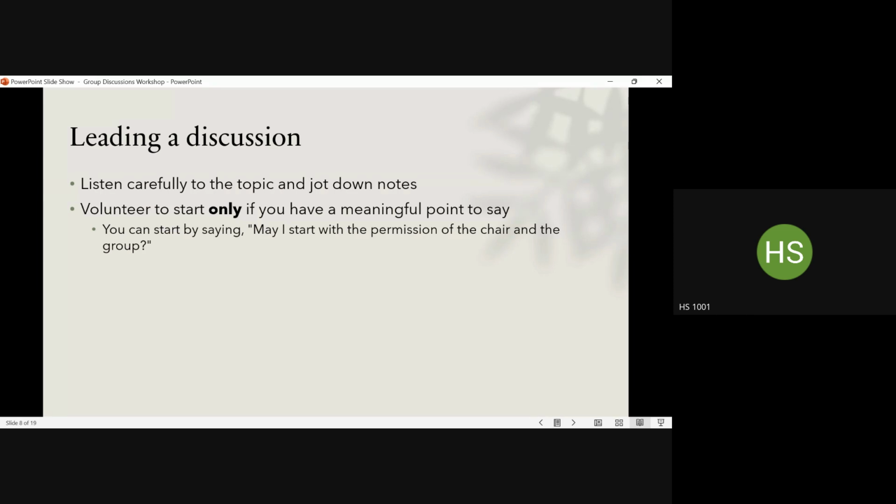You need to be formal when you start your opening statement. So you start with a formal sentence like, may I start with the permission of the chair and the group? It's okay, Anu, don't worry about it. Or, I would like to begin with the permission of the chair and the group, or with the permission of the panel and the group.